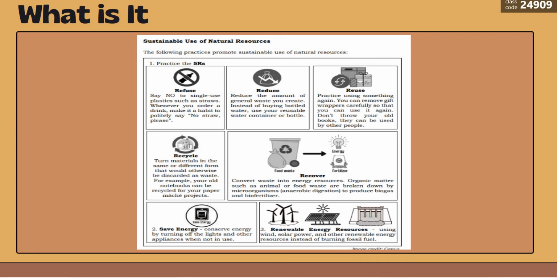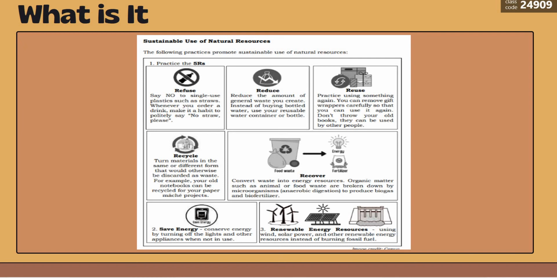The following practices promote sustainable use of natural resources. We have the 5 R's. What are these? First R is refuse. Say no to single-use plastics, such as straws. Whenever you order a drink, make it a habit to politely say, "No straw, please."